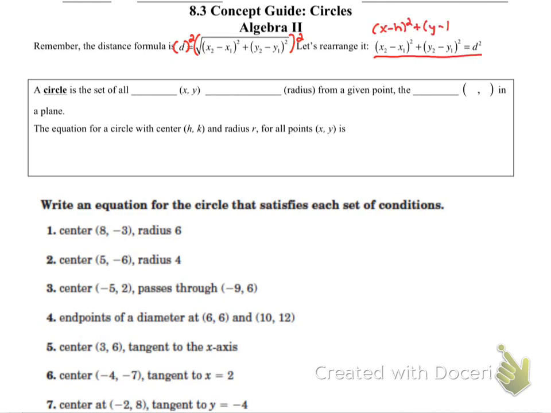All right. Above in red right there, that is our equation of a circle. I'm going to write it again down in the definitions in the bottom. But you have x minus h squared plus y minus k squared equals r squared. So a circle is the set of all points equidistant from a given point, the center, which is h and k, just like the vertex of a parabola. We use the symbols h and k in a plane. The equation for a circle with the center h, k and radius r for all points is x minus h squared plus y minus k squared equals r squared. Okay?